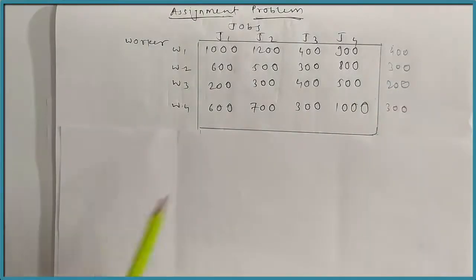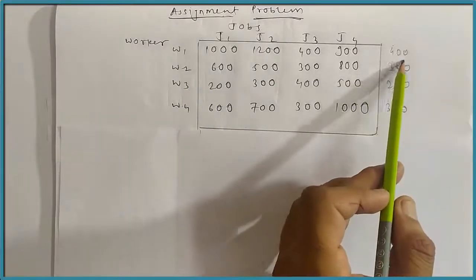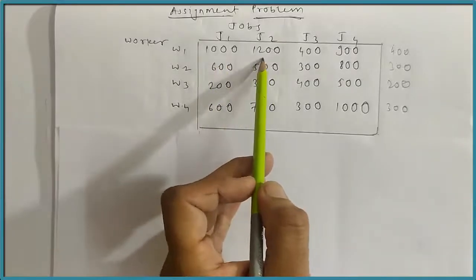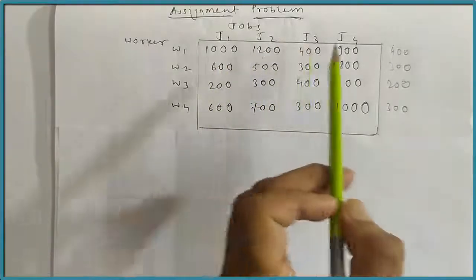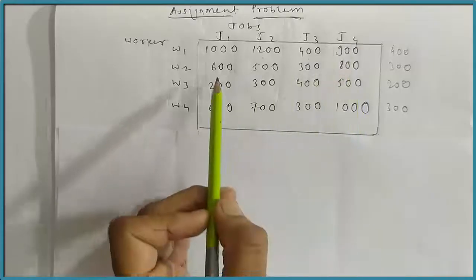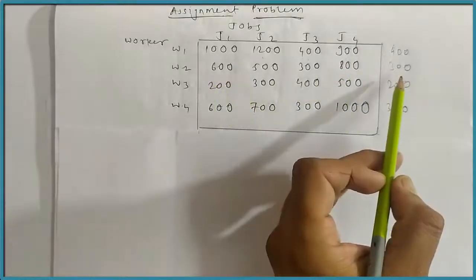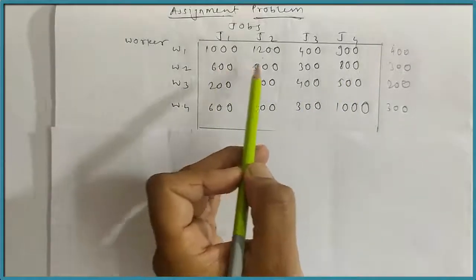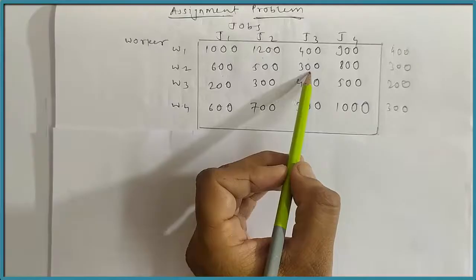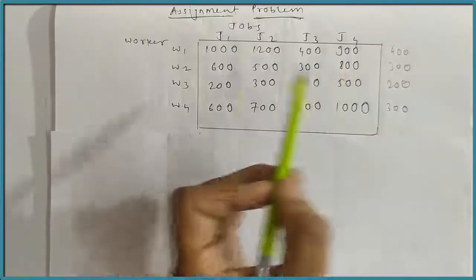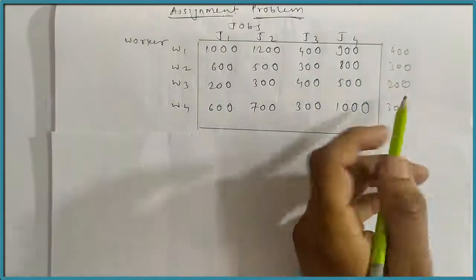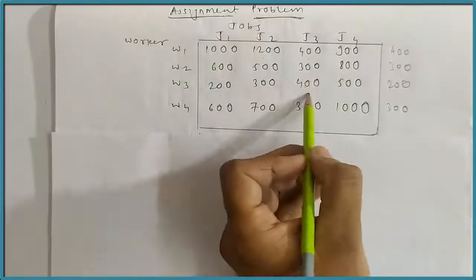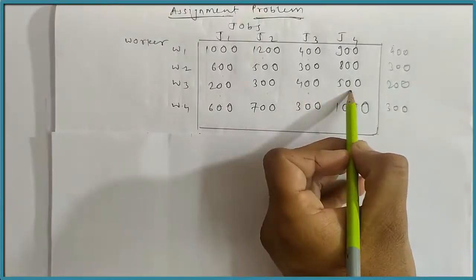For the row reduction, in the first row, the smallest element is 400. Therefore, subtract this 400 from each element of the row: 1000 minus 400, 1200 minus 400, 400 minus 400 and 900 minus 400. In the second row, 300 is the smallest element, therefore subtract this from each element of the row: 600 minus 300, 500 minus 300, 300 minus 300 and 800 minus 300. Similarly, in the third row, 200 is the smallest element: 200 minus 200, 300 minus 200, 400 minus 200, 500 minus 200.